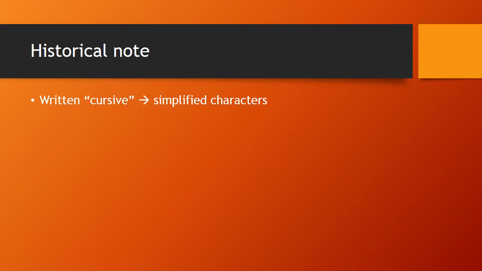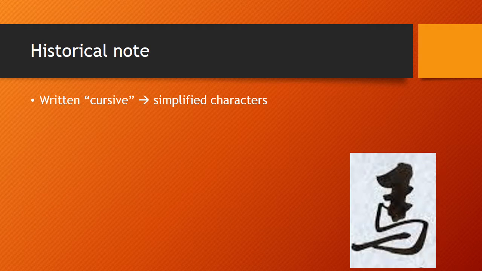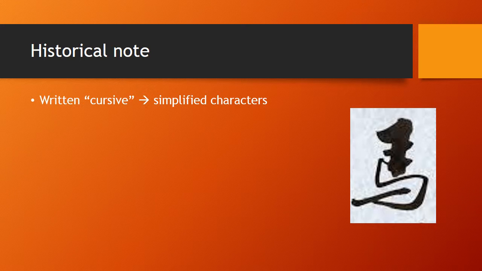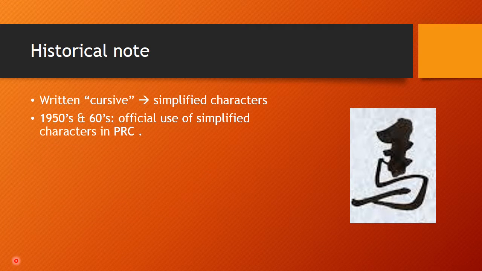The Chinese have always been writing the characters by hand, and since some of them are quite complicated, we started simplifying the way we write it. For example, we can see here that, let's take the laser pointer here. Okay, the 4 dots of the ma here has been changed into a straight horizontal line. Now, by the 1950s and 60s, the People's Republic of China decided to implement officially the use of simplified characters in anything from official documents to newspapers and so on and so forth.